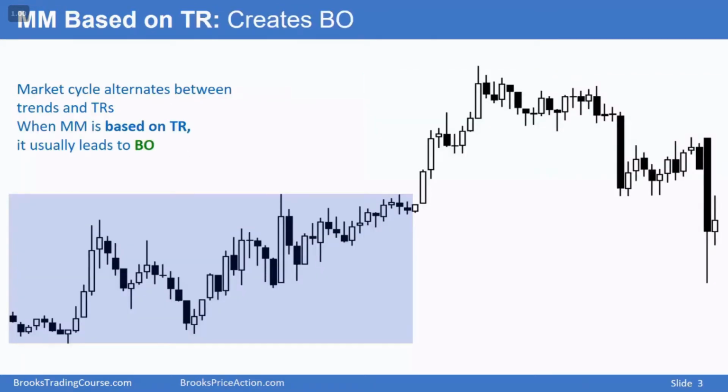Remember the market cycle. It alternates between trend and trading range. When the market's in a trading range, I'm looking for a measured move and a trend based upon the height of the trading range. Breakout bar, strong follow through, probable measuring gap. Probably will get a measured move up based upon what took place before.